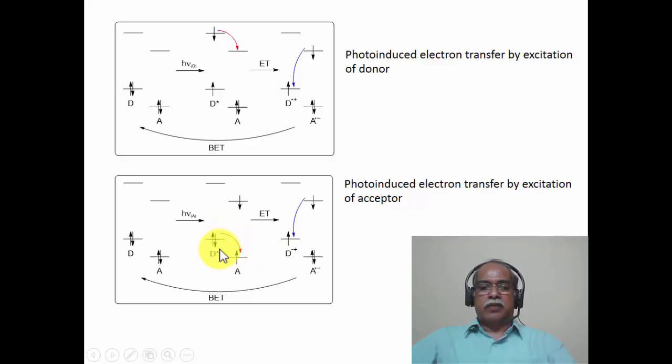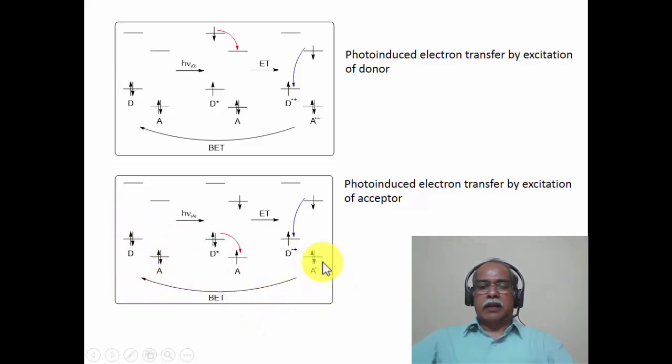You can once again see the back electron transfer is represented by the arrow, which is the blue arrow here. This is also a spontaneous process. In fact, this is more spontaneous than the forward electron transfer process. The back electron transfer energy wasting process essentially produces the starting material back by means of a transfer of electron from the anion radical of the acceptor to the cation radical of the donor.